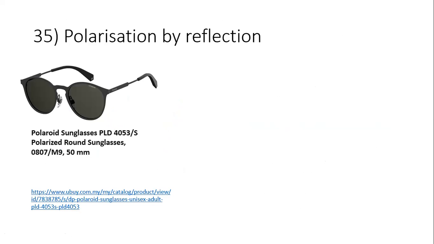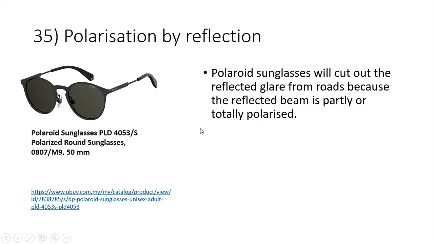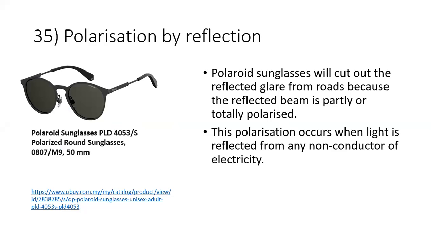Okay, polarization by reflection. There's your polarized sunglasses. Polarized sunglasses will cut out the reflected glare, the reflected light from roads, because the reflected beam is partly or totally polarized. We will learn that in a while. Right? The reflected light is usually partly or totally polarized. If you pass it through the polarized sunglasses, half of it will be gone.